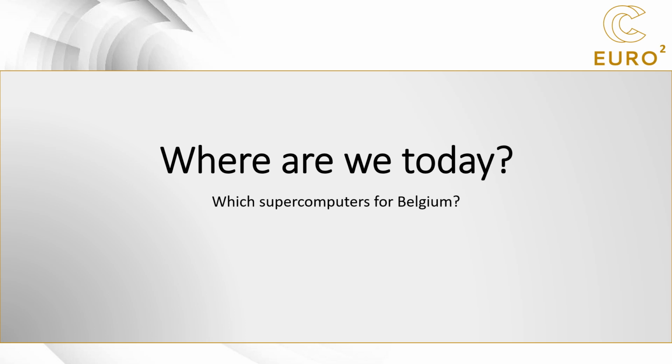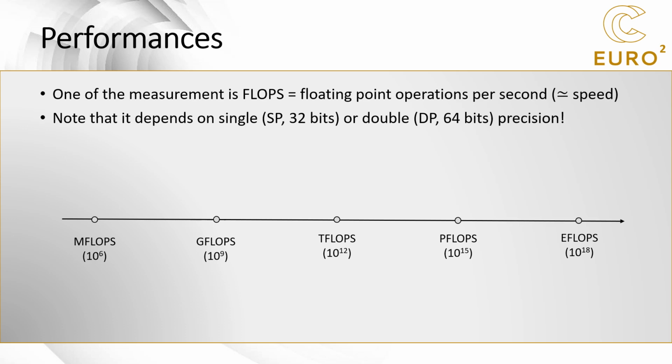So, where are we today and which supercomputers can we use here in Belgium? Let's start with the timeline of the top performance of supercomputers. Their performance, or speed, is usually measured in flops, which stands for floating point operations per second. However, the number of flops also depends on the precision of the computer. Single precision computers, where numbers are stored on 32 bits, will be faster than double precision computers, where numbers are stored on 64 bits, but with less accuracy in the calculations. Nonetheless, most supercomputers are now in double precision.